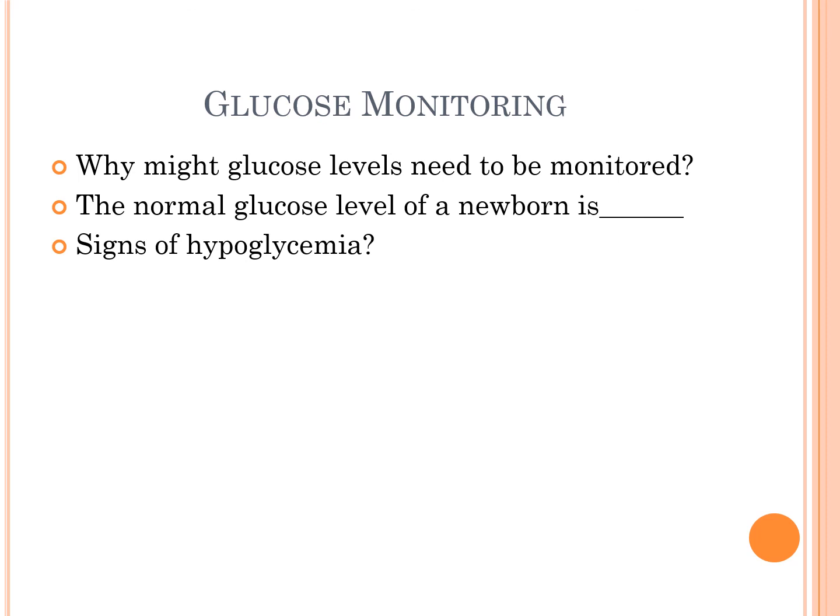So what is a normal glucose level for a newborn? It is 40. Okay, anything 40 or above, usually they say 100, is acceptable. So we've already talked about some of the signs of hypoglycemia. Just went through those.